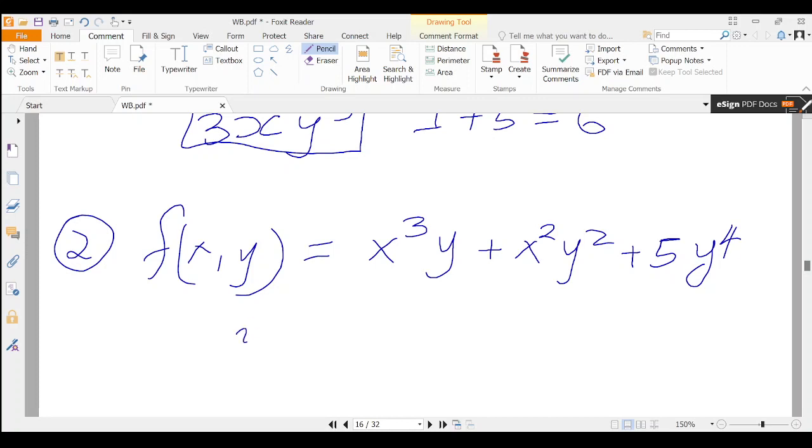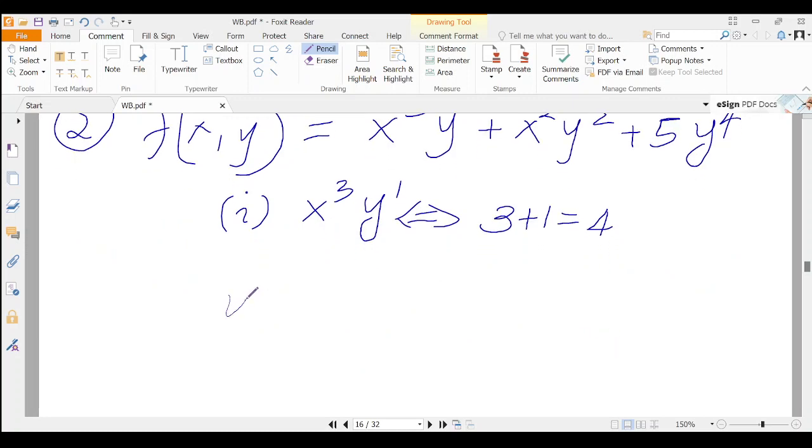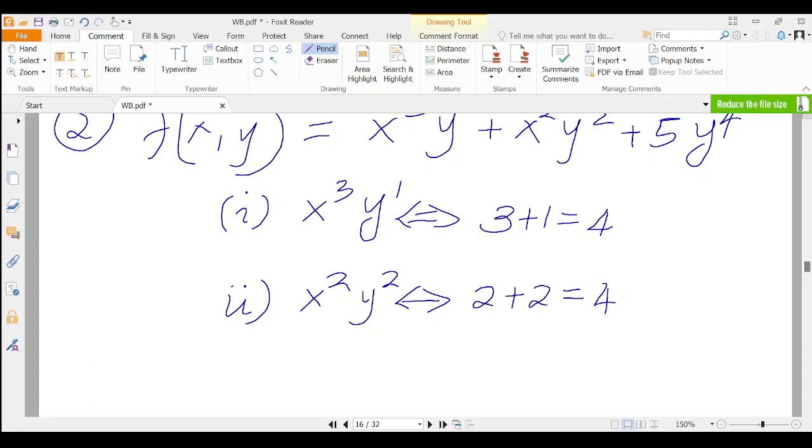The first term is x cubed y raised to the power of 1. If we look at the degree for this term, the power of x is 3, the power of y is 1, so this will add up to 4. So that term is of degree 4. If we go to the second term, which is x squared y raised to the power of 2, the power of x is 2, the power of y is 2, and therefore when we add, we get 4. Therefore that term is also of degree 4.